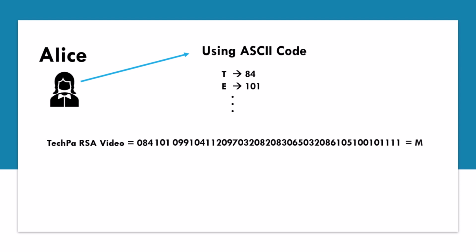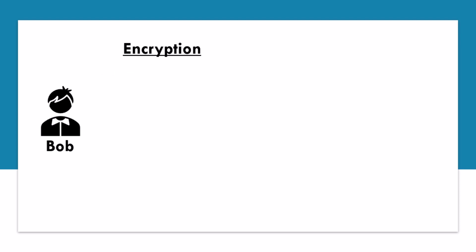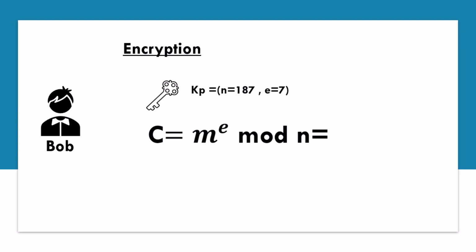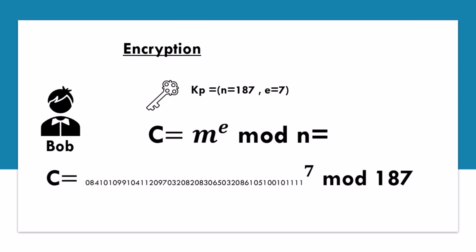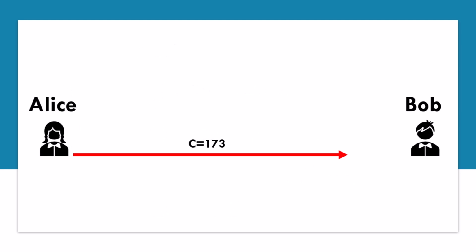Alice needs to encrypt the number M using the public key of Bob. The encryption formula is this. Using the example values of E equals 7 and N equals 187, Alice can encrypt M as follows. The result is C equals 173. Finally, Alice sends C, which is the number 173, to Bob. This is just a number for other people and nobody can interpret it.